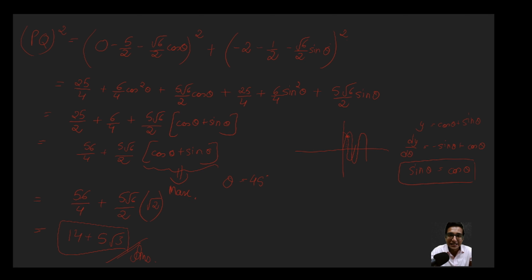Again, this was a very easy question. The only thing is that they had mixed the concept of trigonometry as well as differentiability, because you had to differentiate it and then find the maximum value. So that was all for this chapter. We've done a lot of theory concepts and a lot of previous year questions in this chapter.